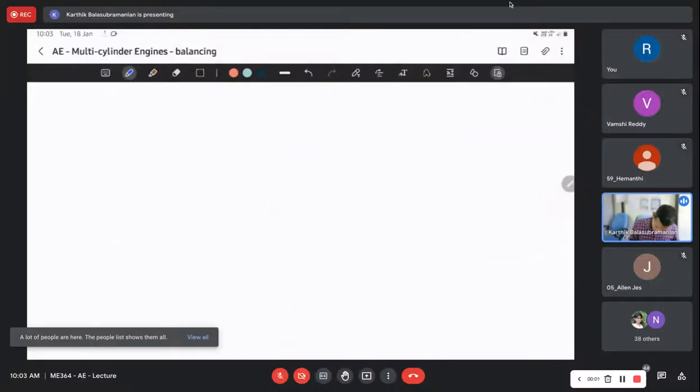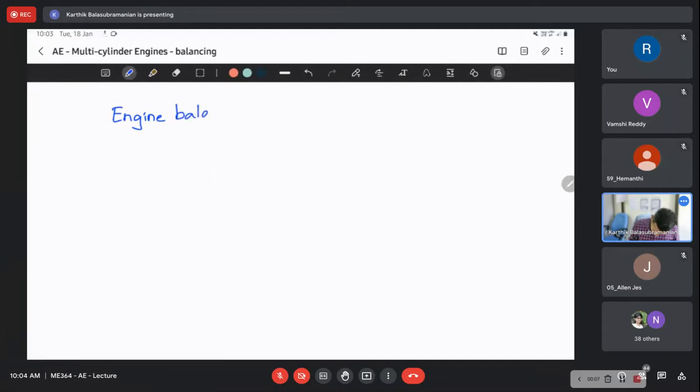So engine balancing, we started discussing yesterday, right? The topic of engine balancing. So what are the two balances that we have to consider in an engine? Power balance and mechanical balance.